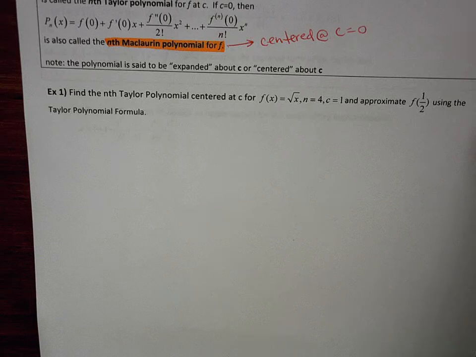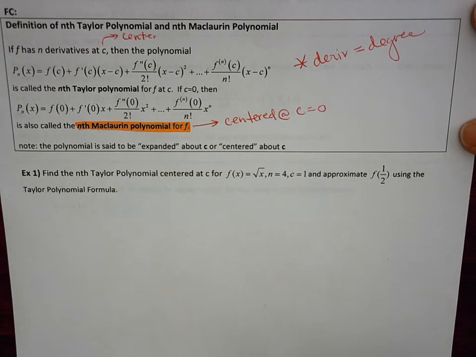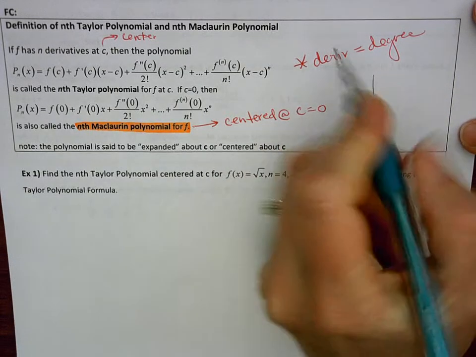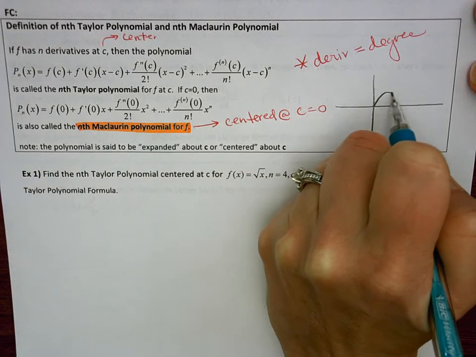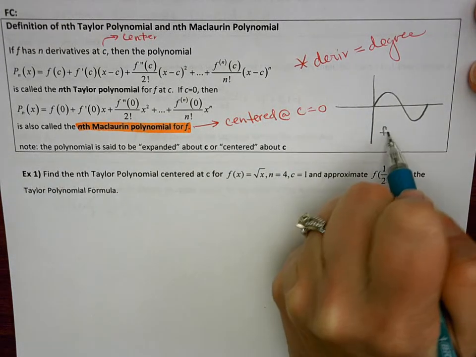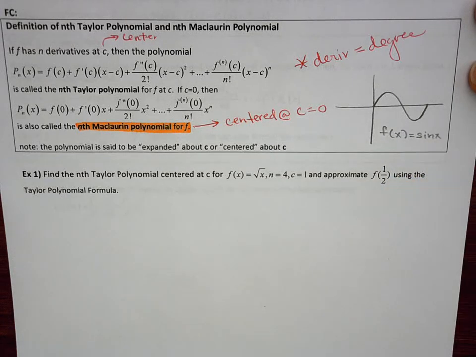Just to get an idea of what we're trying to do, as a quick overview, we're trying to figure out how to turn our graph into a polynomial. I'm just going to do one period of the sine graph. So if this is f of x equals sine of x, I'm trying to find a polynomial expression that would represent the sine of x.